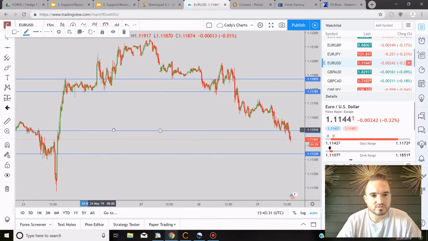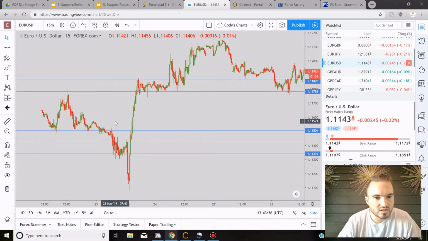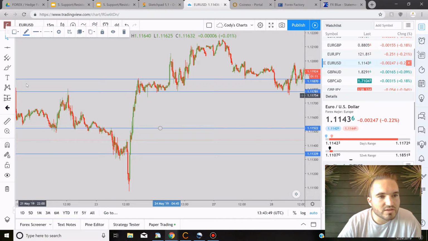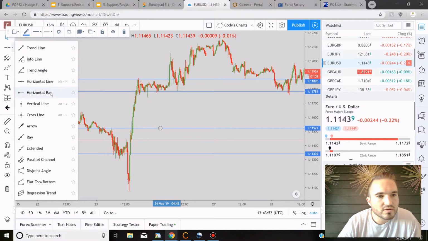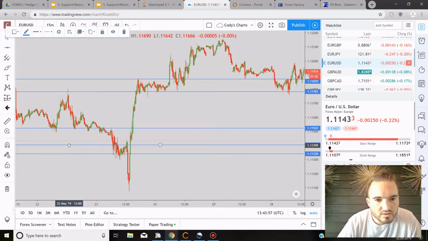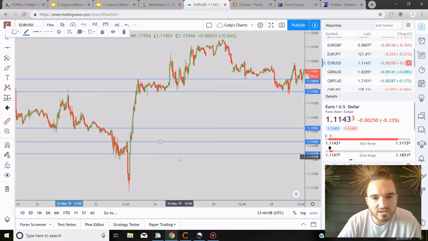Okay, so let's do this. If I come back in here, I'm going to put this line. It looks like right there is really good because it can't break through right there. And it broke through and came back up. And then a horizontal line. Let's do another one right here. The reason I like this one is because it touched it right there, right there, right there, and then it came back down and touched it again.